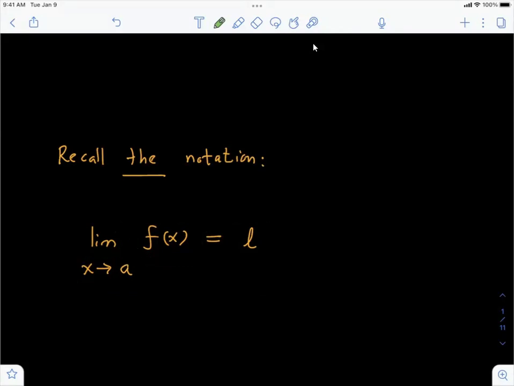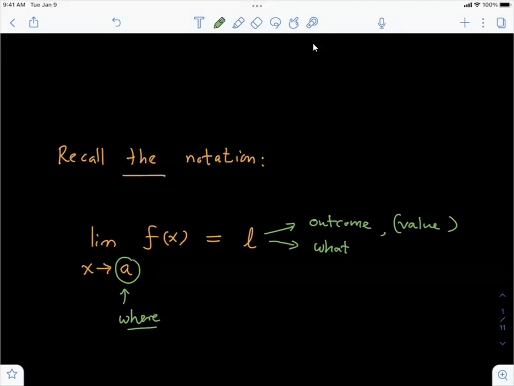Now, if you look at this expression, you can see a couple of things. This L is exactly the output, the outcome, or the final value of this computation. And then the value a tells you exactly at which point it occurs. So here it says where, and this is the outcome. More precisely, I can say what, that quantity that we're looking at. So where and what. Those are the two pieces that we're going to look at.